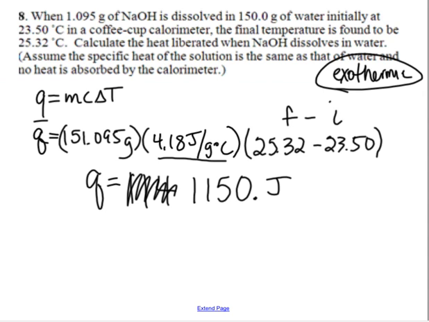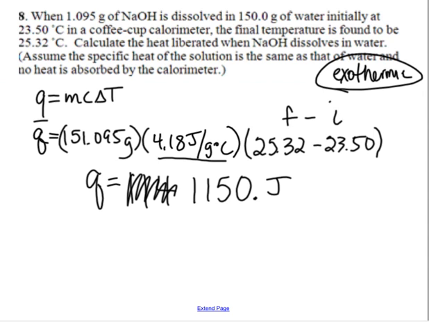Does anybody see a problem though? It's positive. Uh-oh. What's going on? Well, when you do coffee cup calorimetry and you use a thermometer, what we're actually recording here is the energy that went into the thermometer. What did the thermometer do with the heat? It absorbed it. So we're looking at it from the perspective of the thermometer.